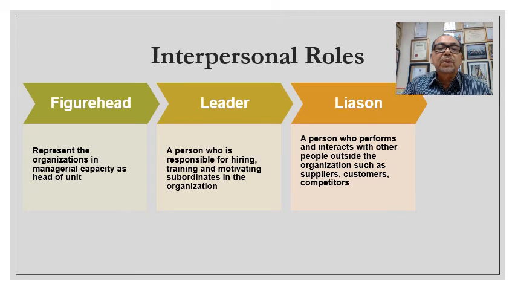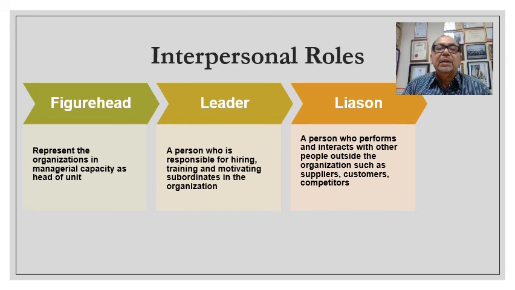Okay, interpersonal roles. We said the figurehead. Here we're talking about the CEO of the company, the chief executive of the company, who represents the organization as the head of the unit. The head, the kepala, yeah, the head. Like in a school, the headmaster. In a university, the vice chancellor. In a company, they call it chief executive officer, that kind of thing. So that is number one. Then we go to the leader, a person who is responsible for hiring, training, and motivating subordinates in the organization.